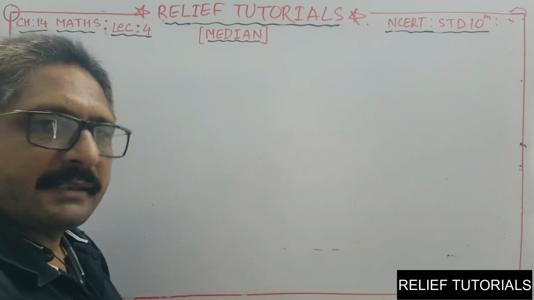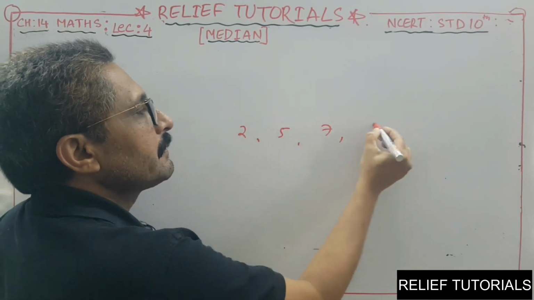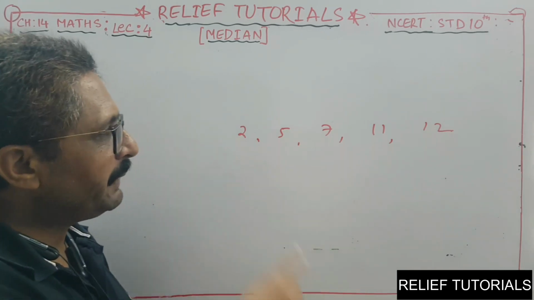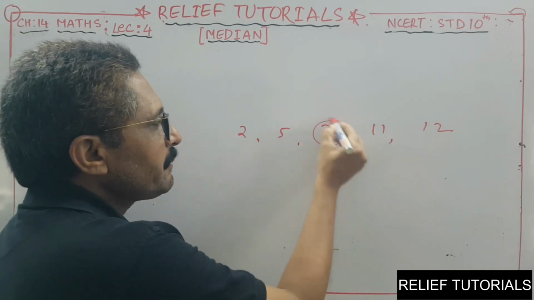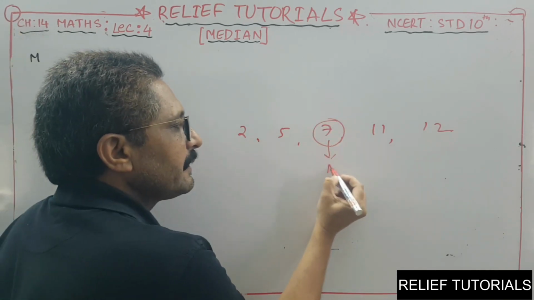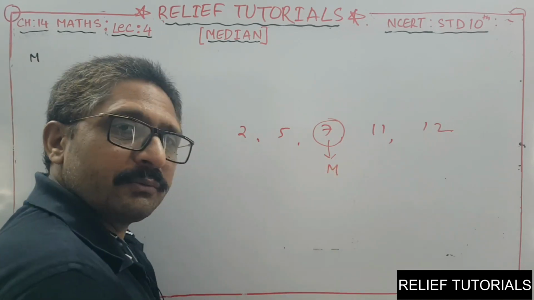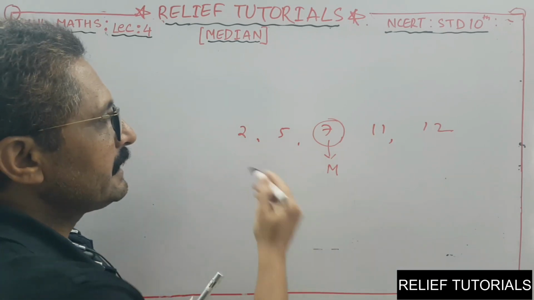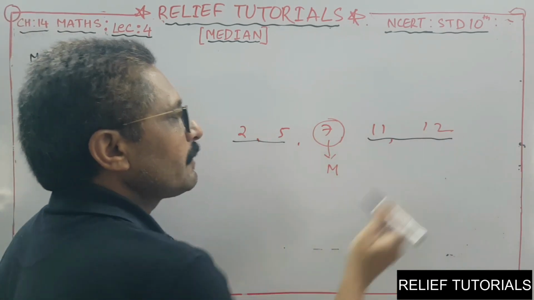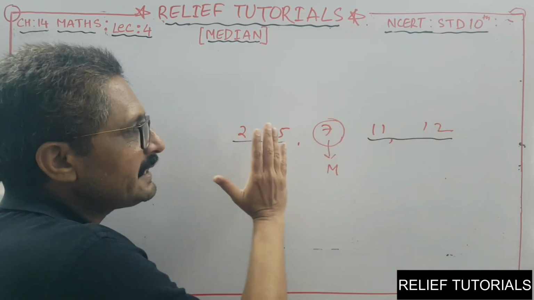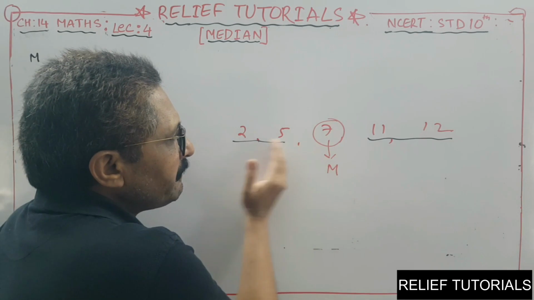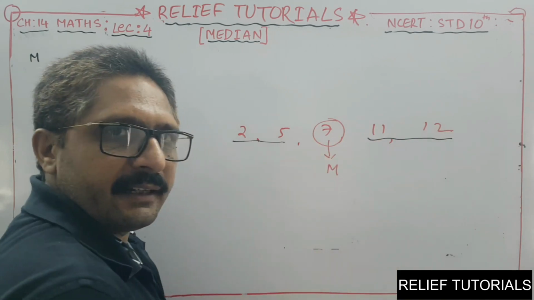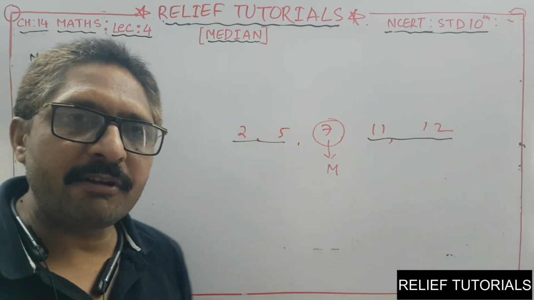See, if I say these are the observations, looking at them you can say the middlemost observation is 7. This is the median. So what does this median do? Median divides the series into two equal halves. Here there are two observations on each side. We can say that 50% of observations are below the median and 50% are above the median. So median is the middlemost observation.